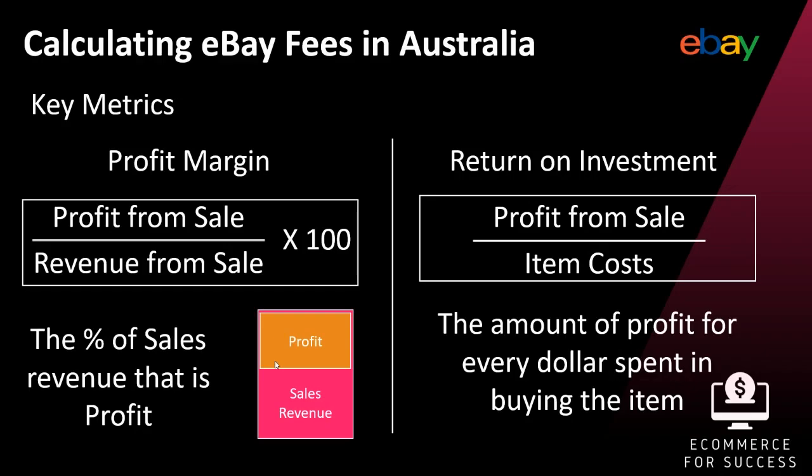The second metric, which is also key to not forget, is the return on investment. This is a little bit different, but again provides a really good insight into the sales you're making. Return on investment is calculated by taking the profit you make from your sale and dividing that by the item cost that you paid. What this really tells you is, for every dollar that you spent buying the item, how much profit you would make. So if your return on investment was $1.50 and you spent $10 on an item, it's telling you for every dollar of that $10 you spent, you're going to make $1.50. So essentially $15 in total at the end of it.